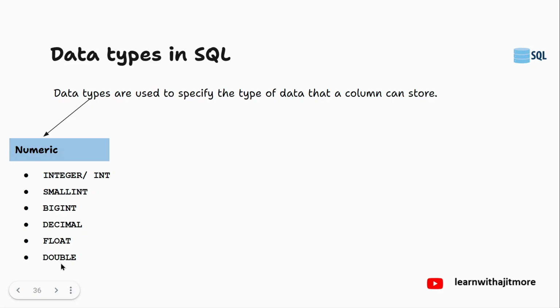Floating values means, you're understanding, right? Those which are not whole numbers. Those which are whole numbers come under integer, small int, big int. And those which are numbers but have a floating point, where after the dot something is there, we use decimal, float, double.